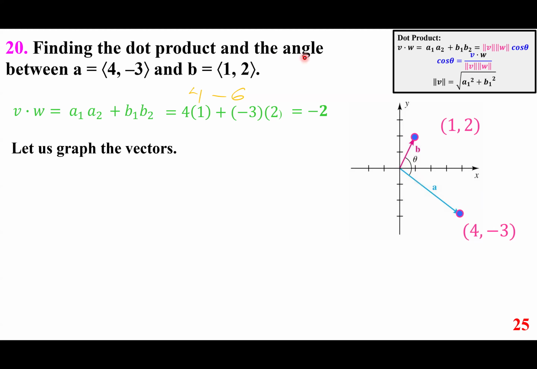So the dot product and the angle, we can find it using this formula. We have to calculate, it's already done. The magnitude of v, square root of 4 squared plus quantity -3 squared. And w is the same thing, square root of 1 squared plus 2 squared.